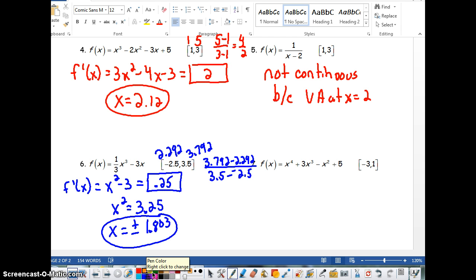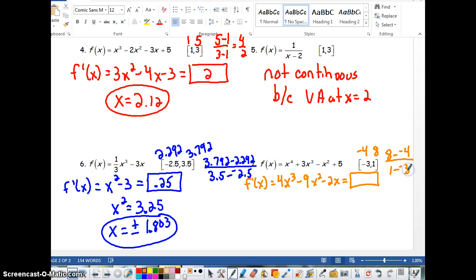Last one here, number 7. Again, I'm going to take my derivative, so f prime of x here is going to equal 4x to the third minus 9x squared minus 2x. Again, I want to set that equal to my slope. The slope of the line, when I take my negative 3, plug it in, I'm going to end up with negative 4. Take your 1, again, plug it into the original, you're going to get 8. Find your slope here. This is going to be 8 minus a negative 4 all over 1 minus a negative 3. That's going to give you 12/4, which obviously reduces down to 3.